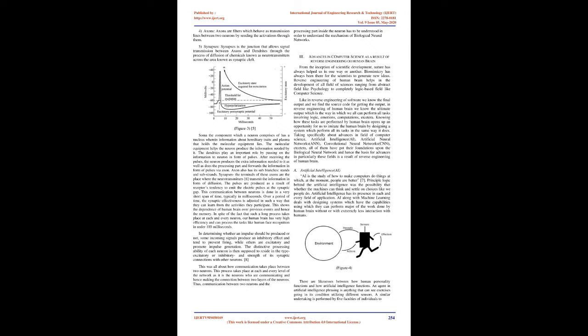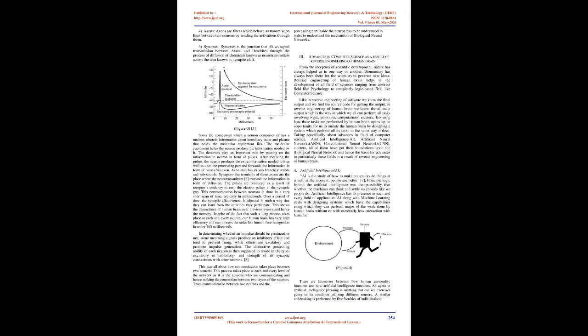The axon also has its sub-branches, strands and substrands. Synapses. The terminals of these axons are the place where the neurotransmitters transmit the information in the form of diffusion. The pulses are produced as a result of receptors' tendency to emit electric pulses at the synaptic gap. This communication between neurons is done in a very short span of time, typically milliseconds. Over a period of time, the synaptic effectiveness is adjusted so that they can learn from the activities they participate in. This shows the dependence of the human brain on previous events and hence the memory.